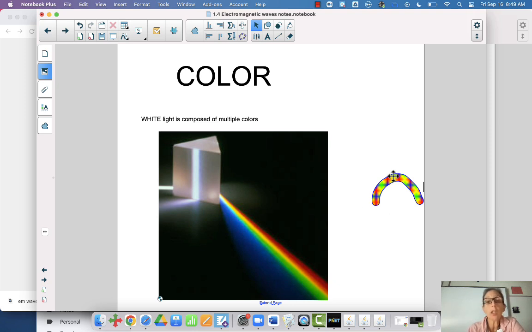So finally, our color spectrum. You do need to know the color spectrum in order. Our color spectrum, sometimes people remember Roy G. Biv: red, orange, yellow, green, blue, indigo, violet.